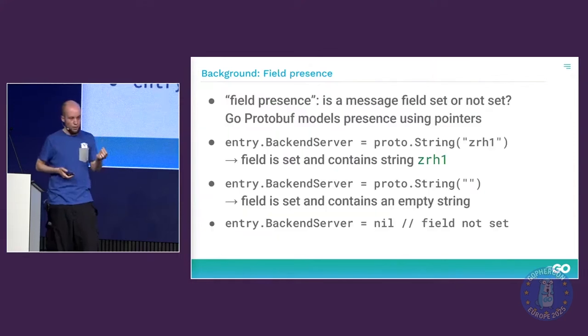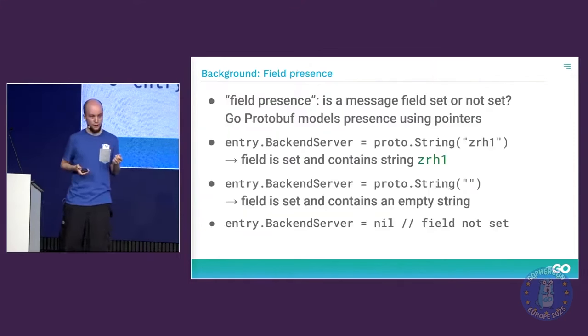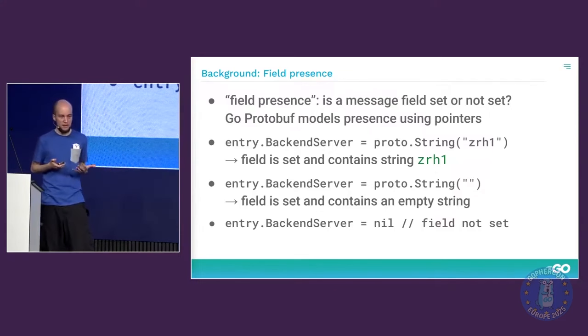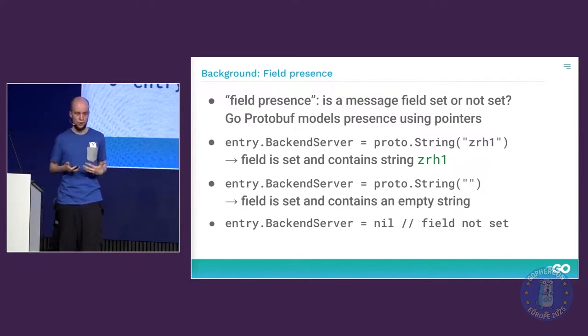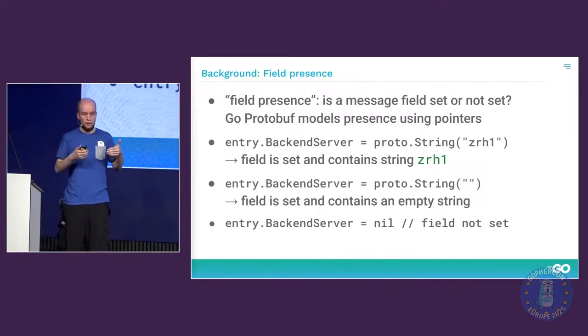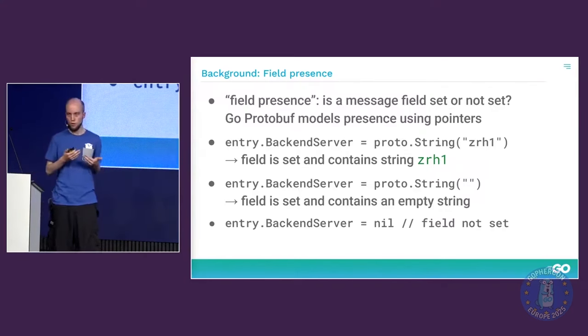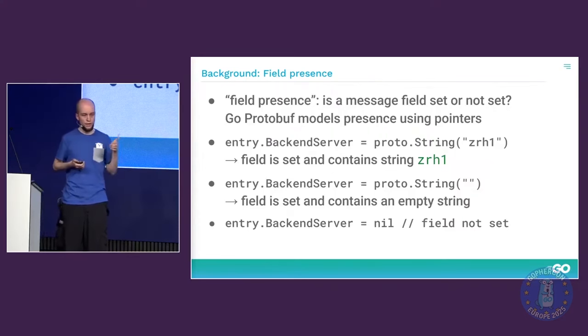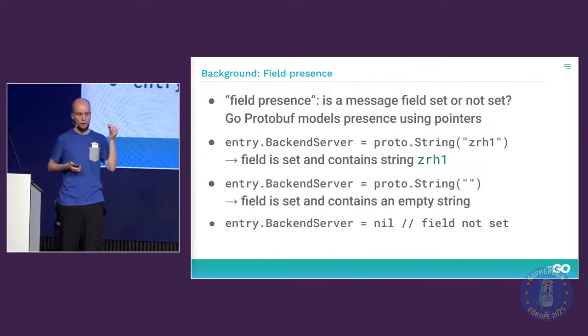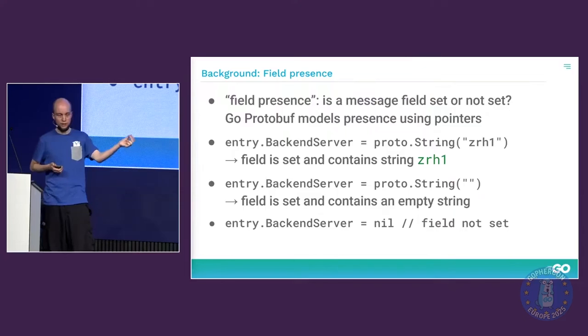Now, one more thing we need to clarify before we get into the comparison is the concept of field presence. What does it mean? It just means whether a message field is set or not set. And the model that Go Protobuf uses for modeling presence is pointers. Here are 3 examples of how you would work with that pointer-based API. In the first example, we said entry.backendServer equals proto.String Zurich1. We've heard this in previous talks today. This is just a helper function that gives you a pointer to this value, right? So in the first case, the field is set, and it contains the value string Zurich1.